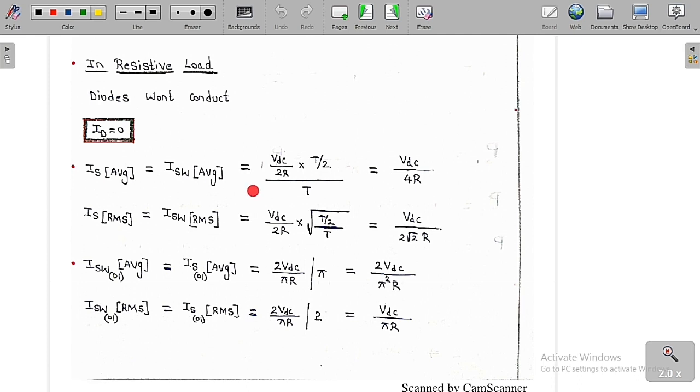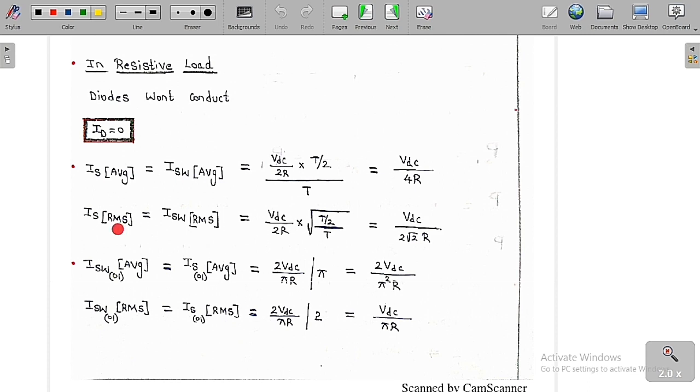From the graph, if you want to find the average value of the switch current, it is VDC by 2R into T by 2 by capital T. If you solve this, we get VDC by 4R. This is called the average value of the switch current or the source current.